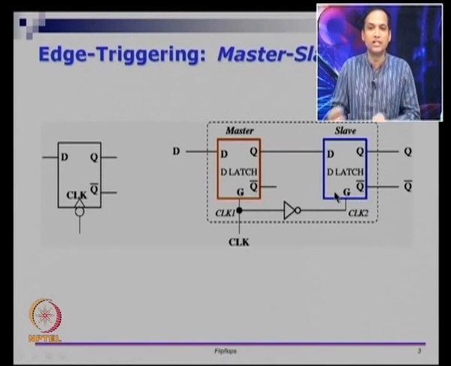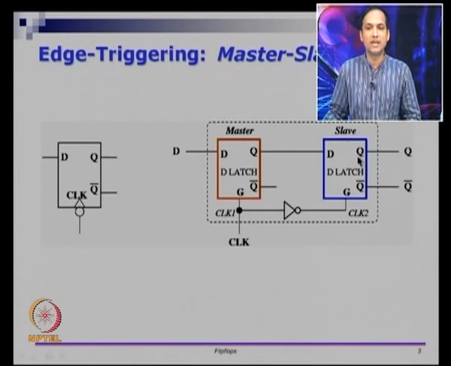So, we take two of the D latches, put them back to back, and we take the external input D connected to the master's D input. We take the master's Q, or the output of the master latch, connect it as input to the slave latch, and the output of the slave latch goes to the external world. So, in fact, the slave has two outputs, Q and Q bar. You tap those two, you get Q and Q bar for the external world.